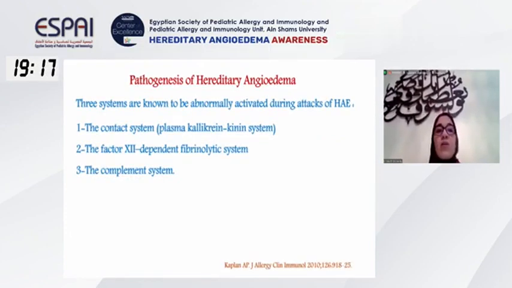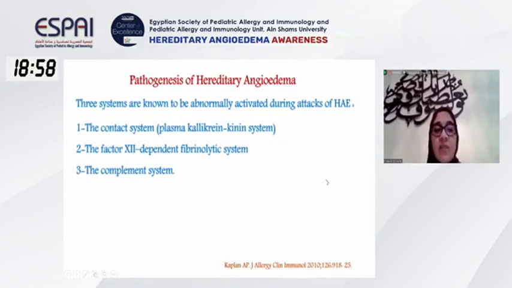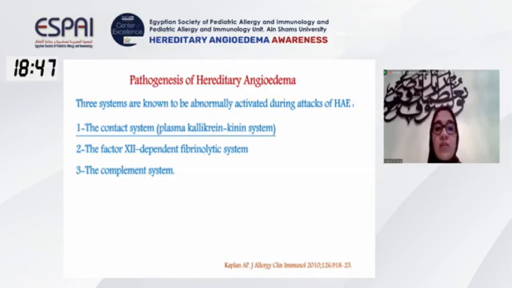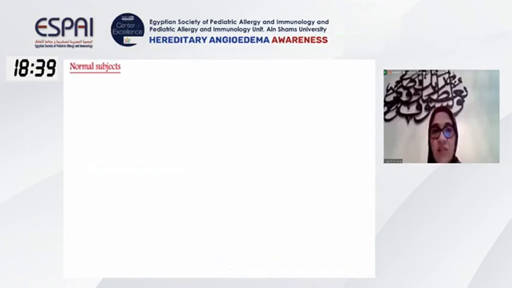So concerning the pathogenesis of hereditary angioedema, whether due to abnormal C1 esterase inhibitor or those with normal C1 inhibitor, three systems are known to be abnormally activated during the attacks of this disorder. The contact system, which is called the plasma kallikrein-kinin system, the factor 12-dependent fibrinolytic system, and the complement system. The most important is the contact system, together with the role of vascular endothelium in the pathophysiology of this disease.